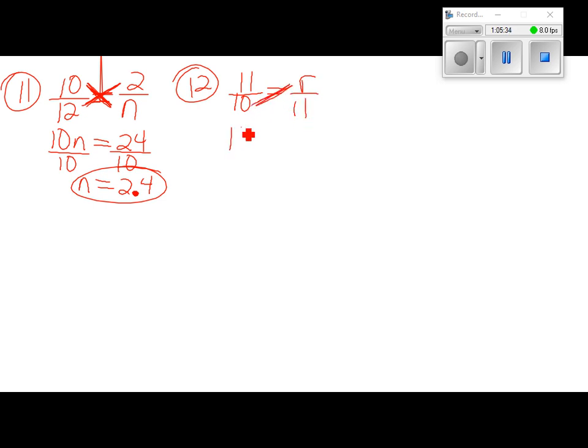10 times R give us? 10R. 11 times 11, 121. Divide both sides by 10. What's R equal?